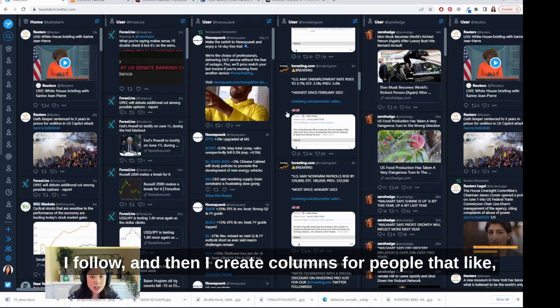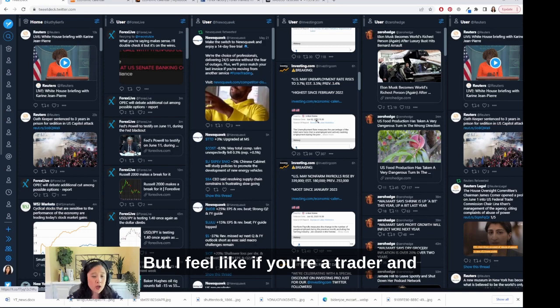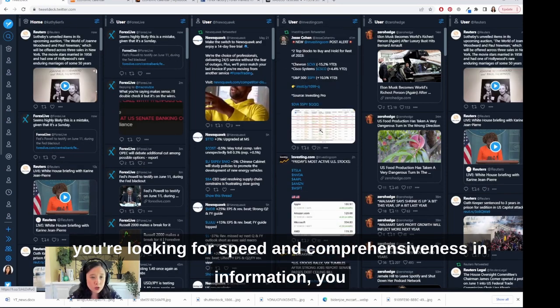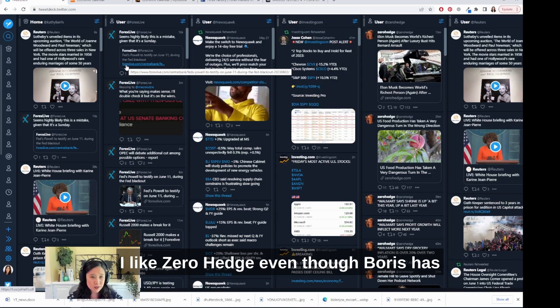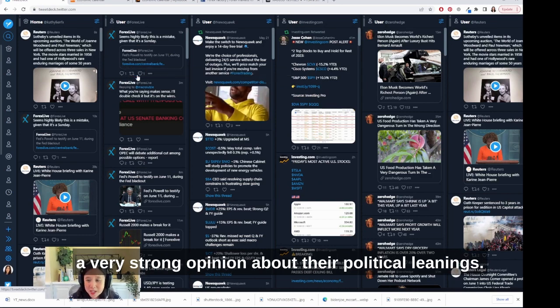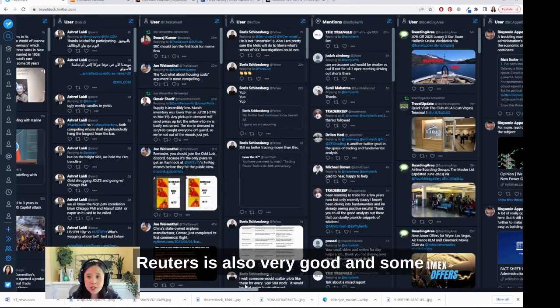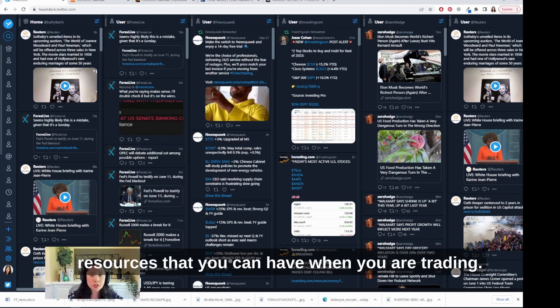And then I create columns for people that I like. If you like me, you can create a column for me. But I feel like, if you're a trader and you're looking for speed and comprehensiveness in resource and information, you should be following Forex Live, News Squawk, Investing Live. I like Zero Hedge, even though Boris has a very strong opinion about their political leanings. Reuters is also very good, and some other resources that you can use. But I feel like these are the most important resources that you can have when you are trading.